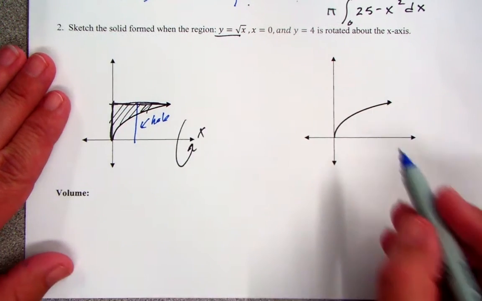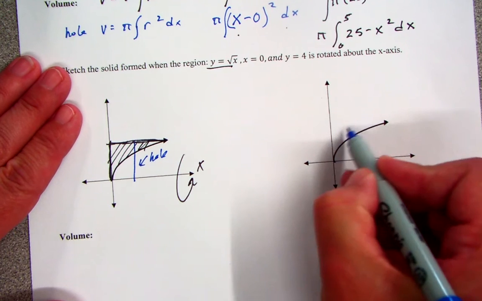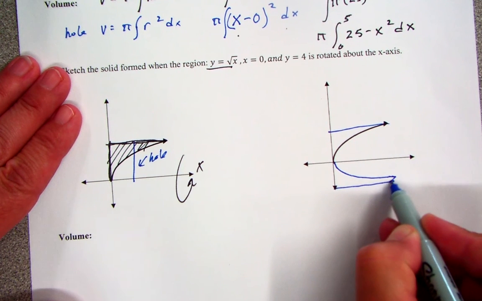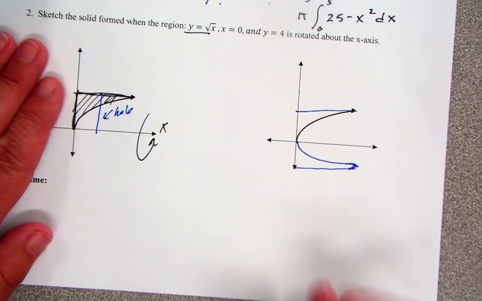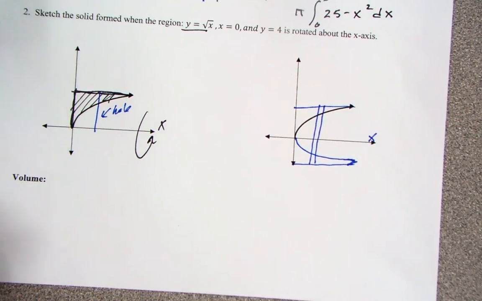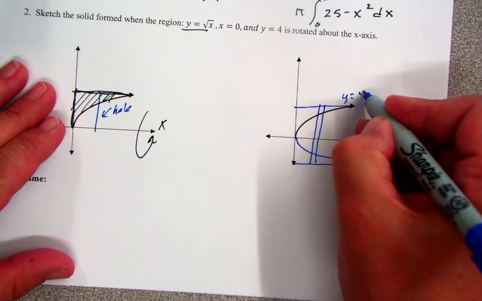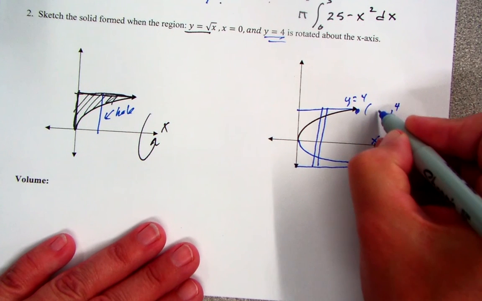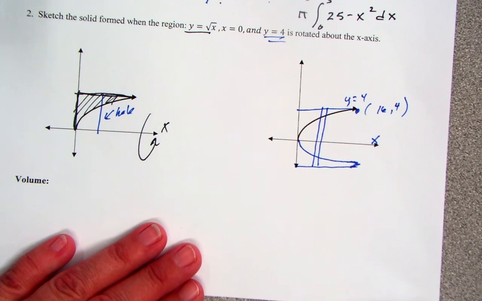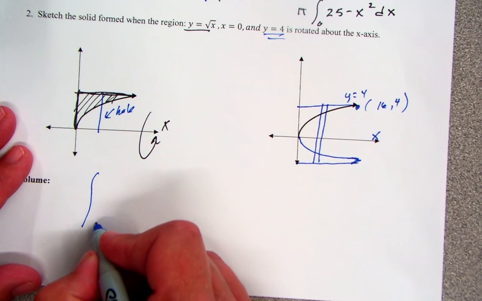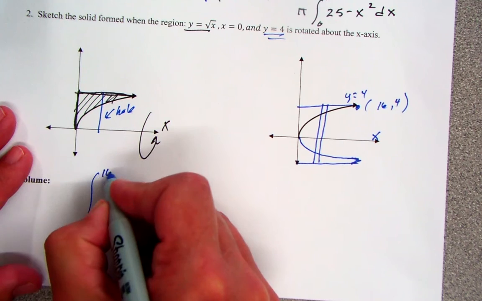So let's go ahead and graph it over here. So it's this shape here. It's going to be rotated, so it's going to form this kind of bowl shape. I'm going to cut it. I'm always cutting perpendicular to my axis of rotation. So again, I see this outside radius being 4, because this is the line y equals 4 and not 5. And I know this point, if y is 4, x had to be 16, because y is the square root of x. So I'm going to add these washers up from 0 to 16.